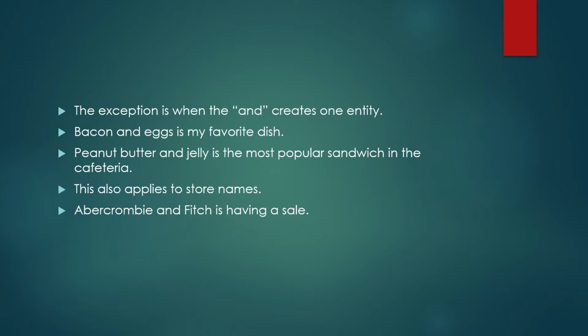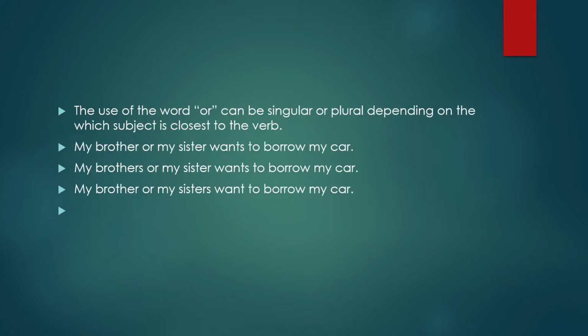Let's take a look at when it becomes a problem with the word or. See, and is a lot easier to work with. Or is when it becomes challenging. Because when you're using the word or, it can be singular or it can be plural depending on which subject is closest to the verb. I'm saying that again. It depends on which subject is closest to the verb.